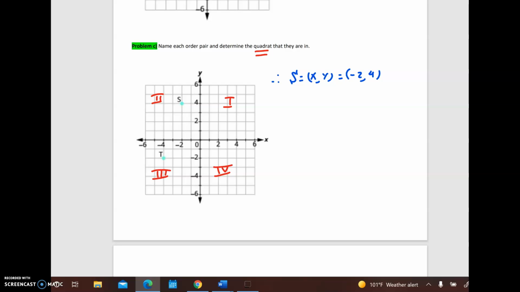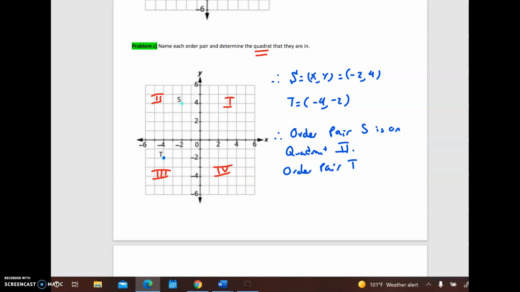And the next one, which is T, it's going to be at -4, -2. And then let me just label each quadrant. So ordered pair S is on quadrant 2, and then ordered pair T is on quadrant 3.